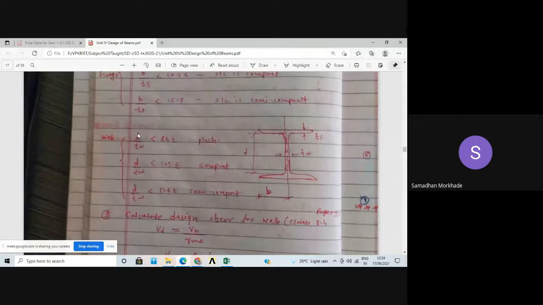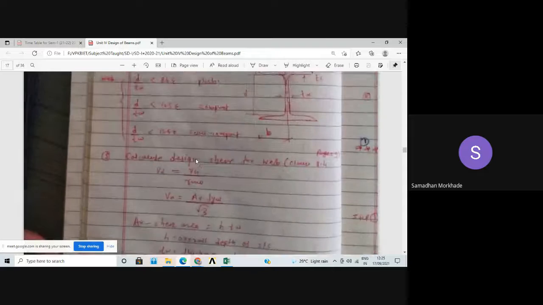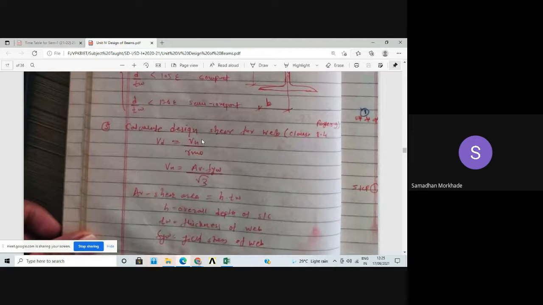For the web, if d by tw is less than 84 epsilon, the web is plastic. If d by tw is more than 84 and less than 105 epsilon, the web is compact. If d by tw is more than 105 and less than 126, the web is semi-compact. This way we have to classify the sections. Now step number 5, calculate design shear for the web, page number 59, clause 8.4.